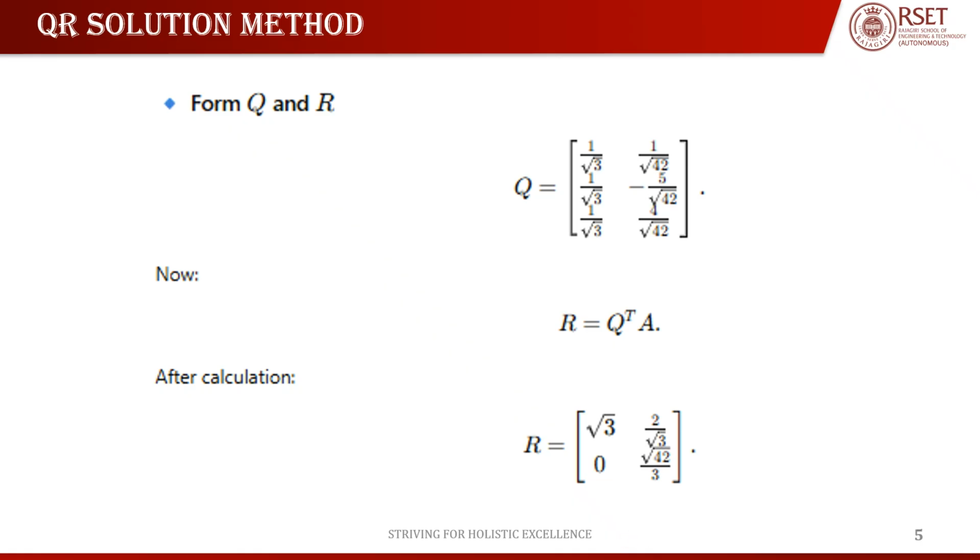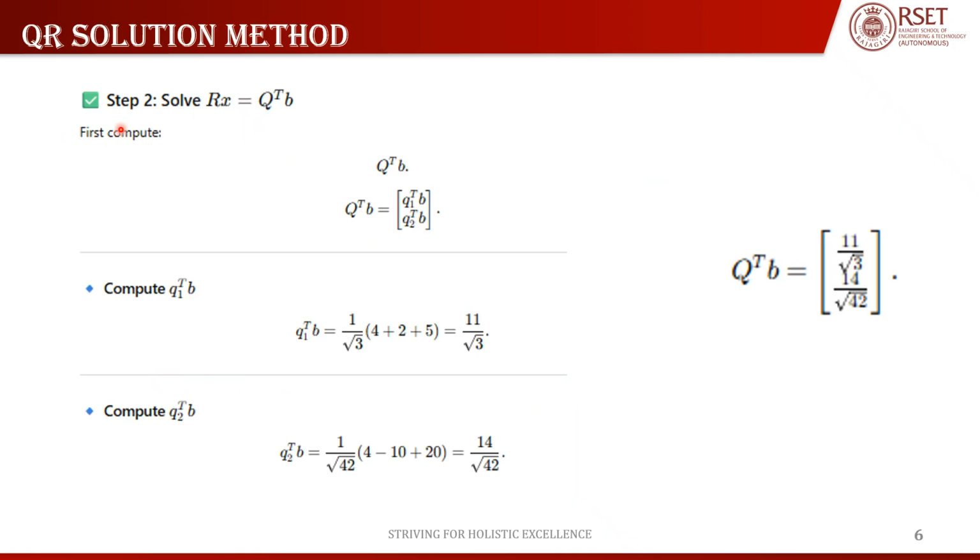Now we'll solve for Rx is equal to Q transpose B. We need to solve for this. So first we need Q transpose into B. We had Q, and B was given in the question. So just calculate Q transpose B. On calculating, you will have 11 by root 3 and 14 by root 42. So you have Q transpose B, and now equate Rx is equal to Q transpose B.